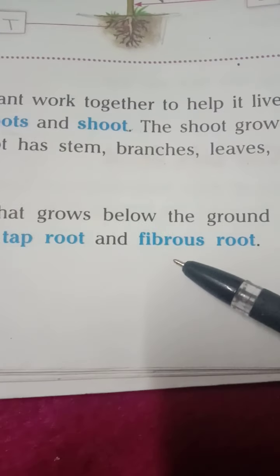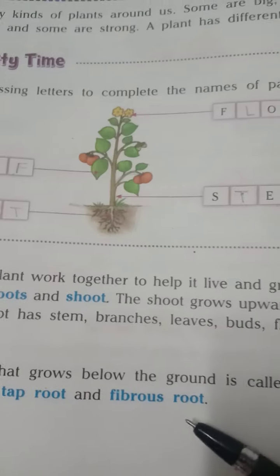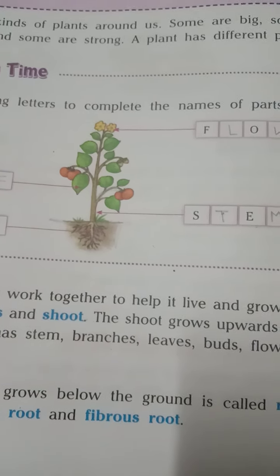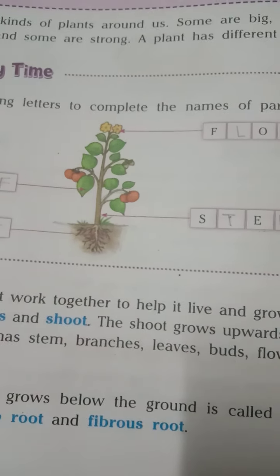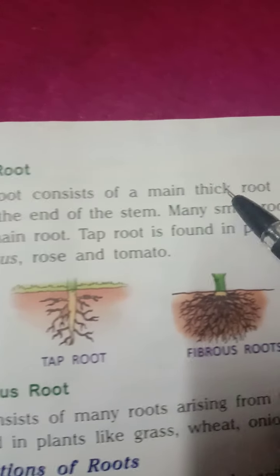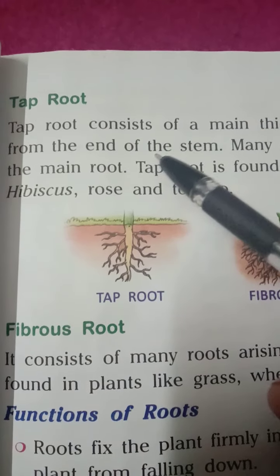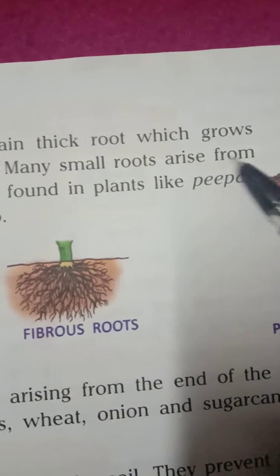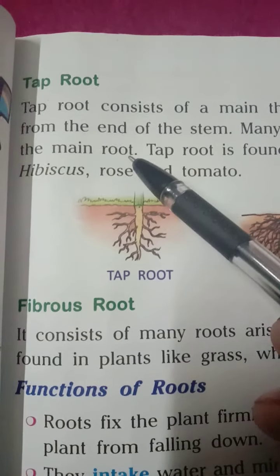Now there are two types of roots. First is tap root, second is fibrous root. Okay, student, first of all we will learn about tap root. Tap root consists of a main thick root which grows from the end of the stem. Many small roots arise from the main root.